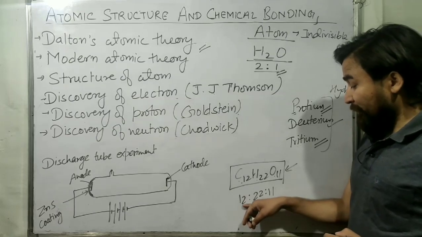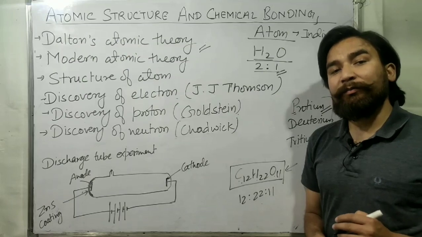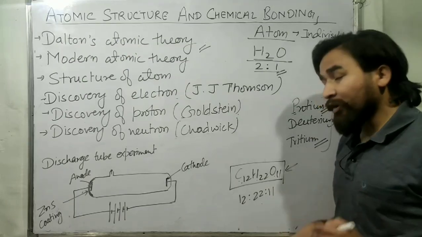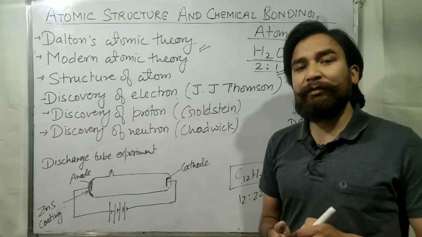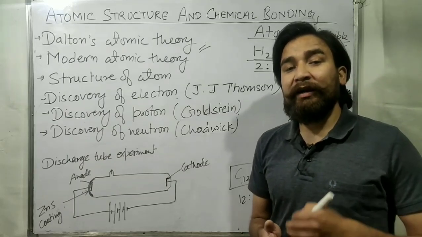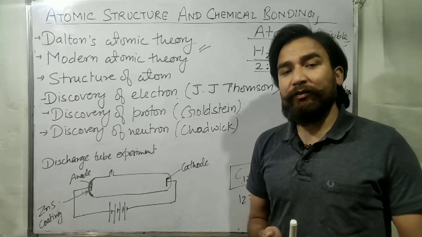So the ratio is 12:22:11. This does not seem a simple whole number ratio. So it may or may not be a simple whole number ratio. So due to so many limitations, we do not accept Dalton's atomic theory. So we modernized Dalton's atomic theory.